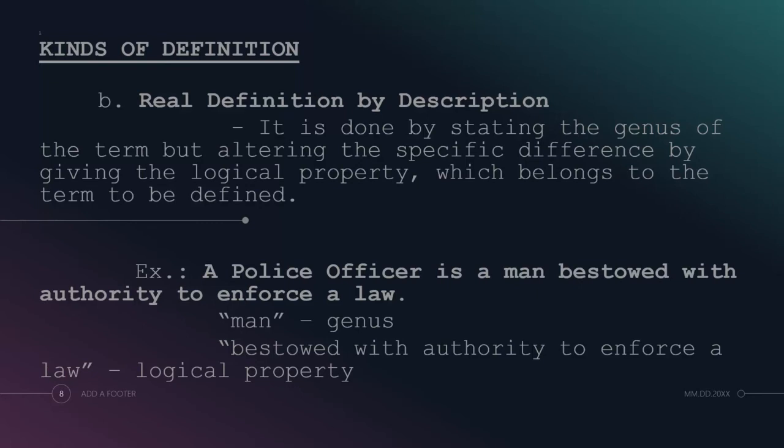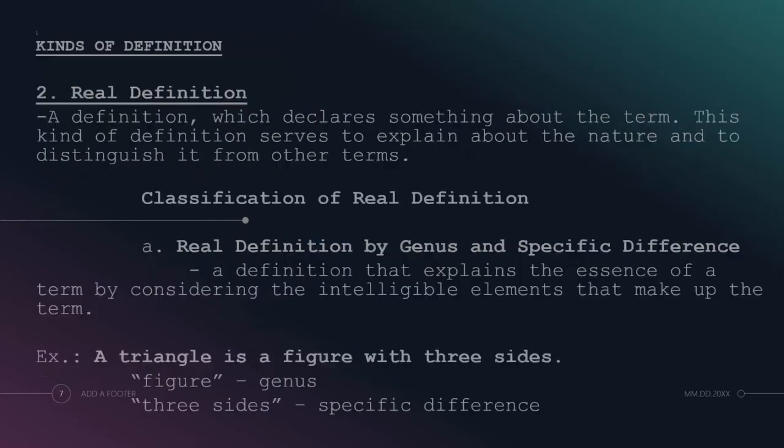Like, for example, a police officer is a man bestowed with authority to enforce a law. So, man here is the genus. Bestowed with authority to enforce a law is the logical property. So, it is an extended word, or it is the extension of the definition. It can be different, no, towards iba-iba yung magiging specific difference niya. Pwedeng iba rin, no, as compared towards this one.